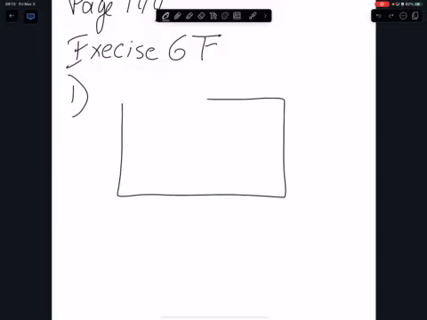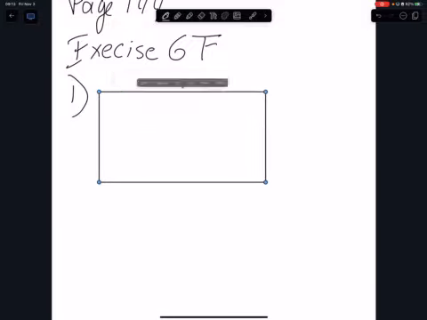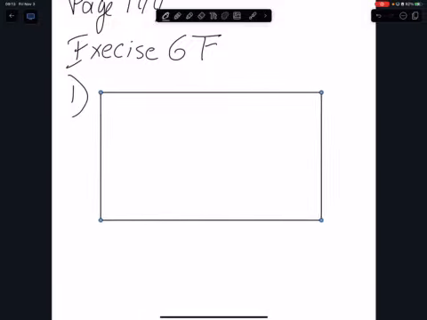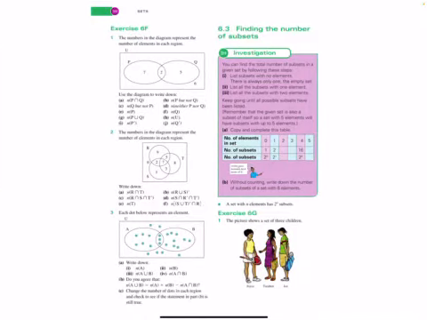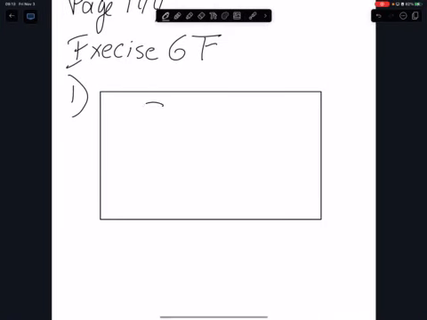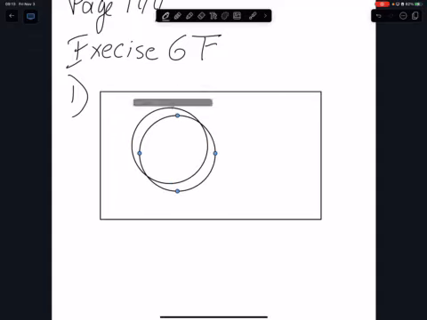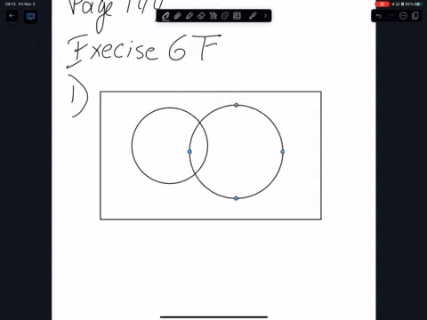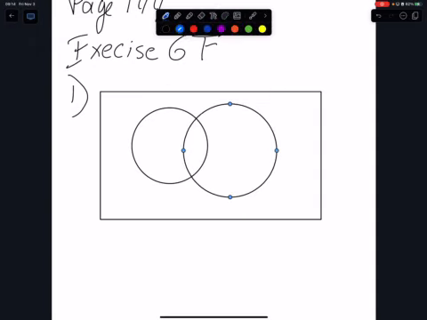Square. PQ 72. We have P, we have Q, 7, 2, 5, and 6.